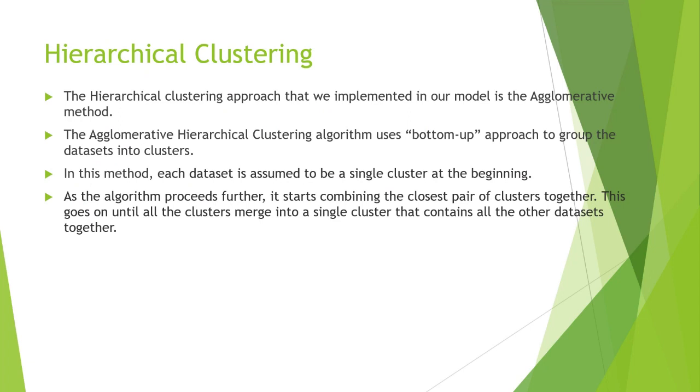And next is hierarchical clustering. The hierarchical clustering approach that we implemented in our model is agglomerative. The agglomerative hierarchical clustering algorithm uses a bottom-up approach to group the data sets into clusters. In this method, each data set is assumed to be a single cluster at the beginning. As the algorithm proceeds further, it starts combining the closest pair of clusters together. This goes on until all the clusters merge into a single cluster that contains all other data sets together. We stop this process when we get two clusters.